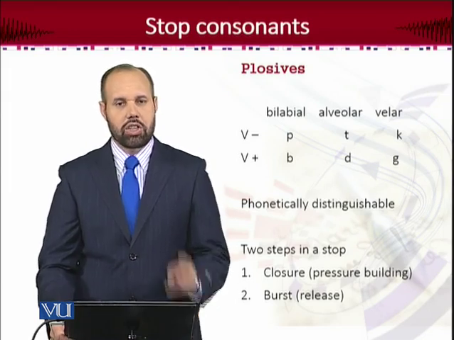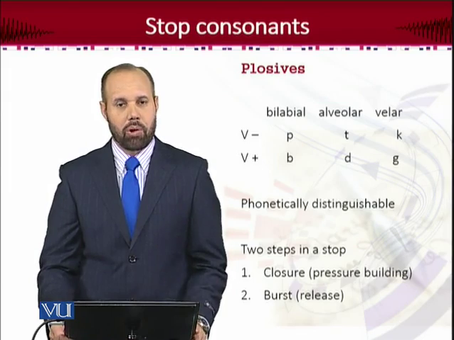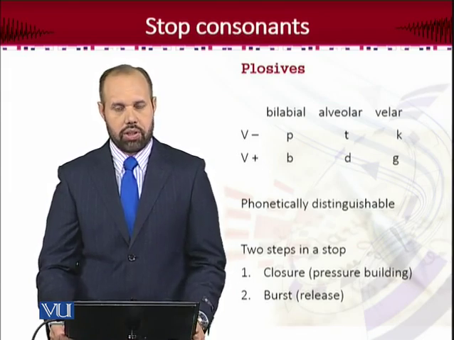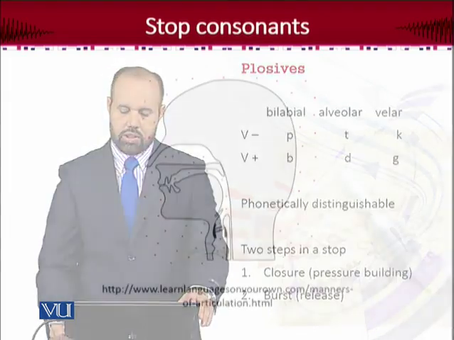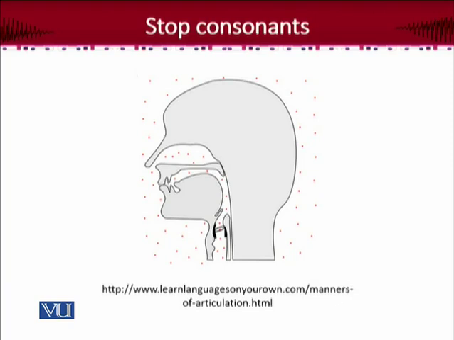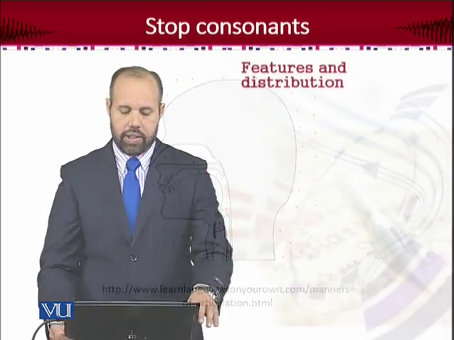So there are 2 steps in a plosive sound. One is the closure, and the second is the burst or the release. You can see in this animation, there is complete blockage first with the help of both lips, upper and lower, for p. So this pressure is created first, and then it is released.